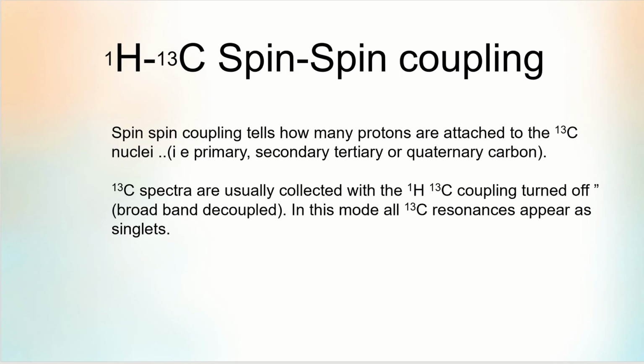All right, so spin-spin coupling tells how many protons are attached to the carbon nuclei, that is, whether it is a primary, secondary, tertiary, or quaternary carbon. Carbon-13 spectra are usually collected with the proton-carbon-13 coupling turned off, and as we mentioned, decoupled. In this mode, all carbon-13 resonances appear as singlets, as we have seen. So as we did with our proton application, we're going to now look at some examples for our carbon NMR.